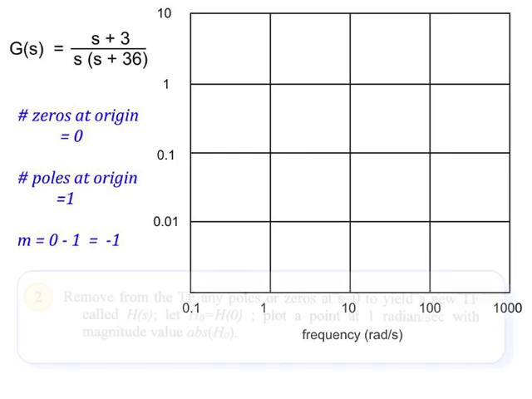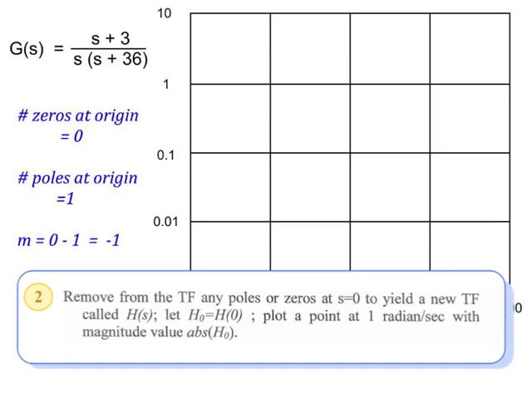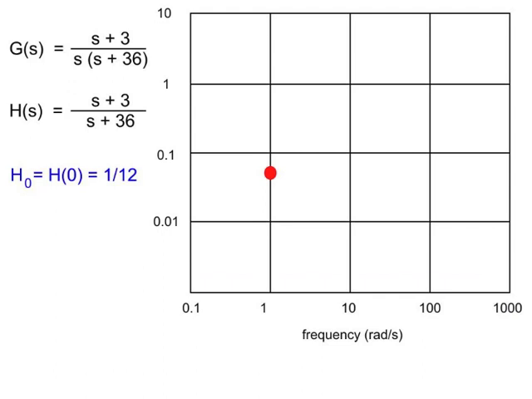In step 2, we remove any poles or zeros at the origin to find the new transfer function, H(s). So now, with the pole at the origin removed, H(s) is equal to (s+3) over (s+36). And this is the same H(s) that we found in the last example. When we evaluate H sub 0, it will be the same as well. It is 1/12. So we plot the same point at 1 radian per second that we did in the previous example.